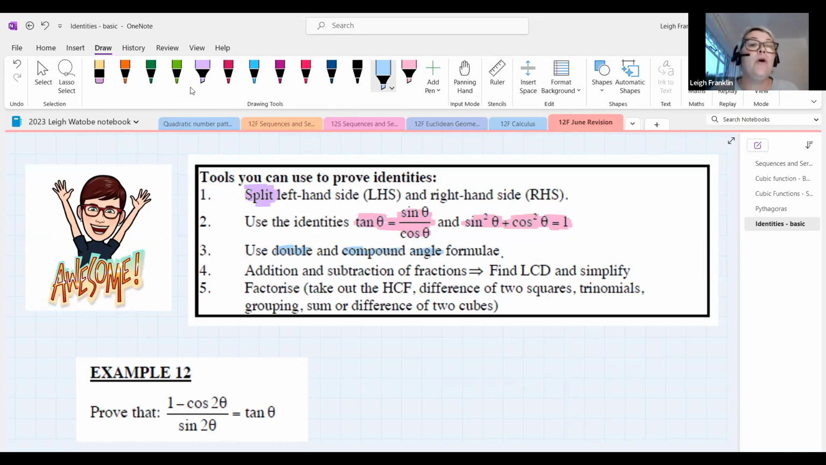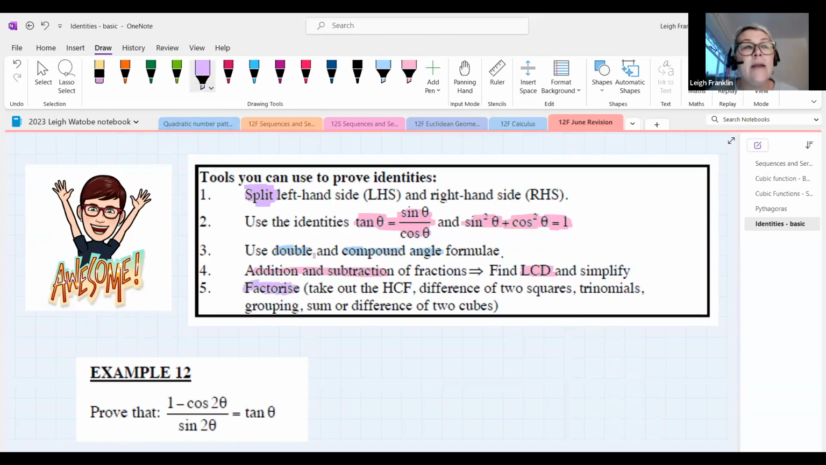Another couple of important handy hints are the following. Trig often expects us to work with fractions. So do not forget when you add and subtract fractions, you have to find a lowest common denominator. Just like you would if you were adding simple number fractions, it would be the same idea with trigonometric fractions. And then the other thing that you must not forget about is factorizing.